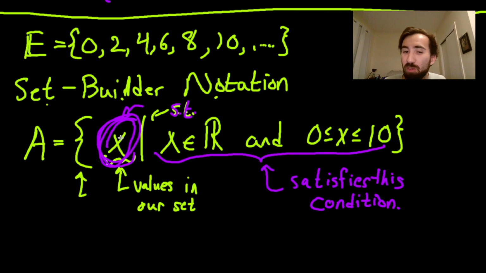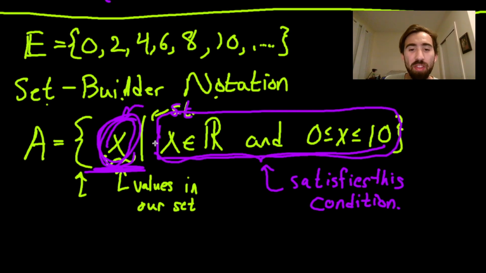So we can actually perform operations on this left side. We can modify x in whatever way we see fit. Whatever happens on this side gets plugged into our set, whereas whatever is on this right side here is the condition that x needs to satisfy in order to be actually used and plugged into our set on the other side.